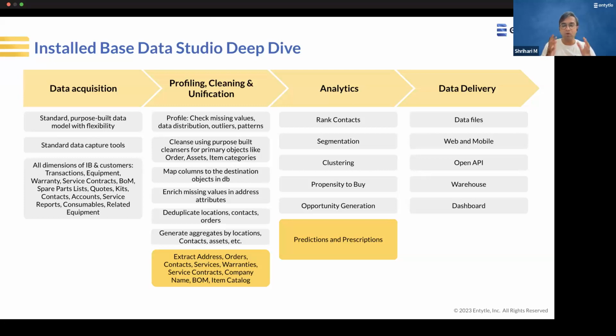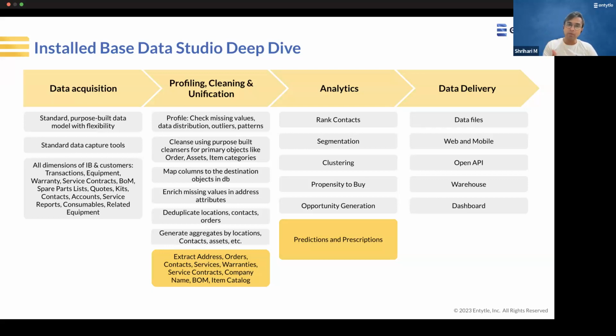Once we drilled down on these data models, we built a standard and purpose-built model, meaning that in each of these objects you'll find a standard set of fields and also custom fields, where customers can do customization based on their wish.